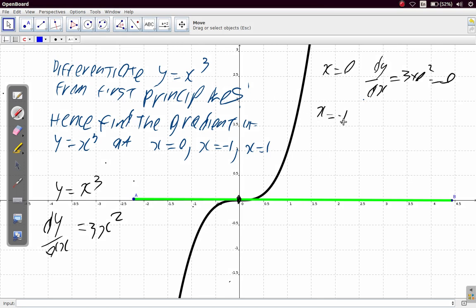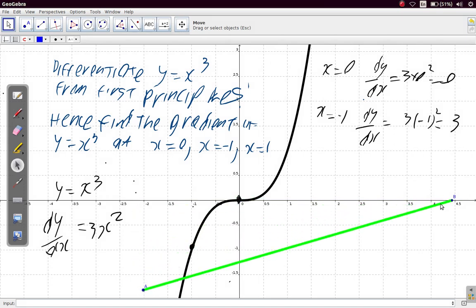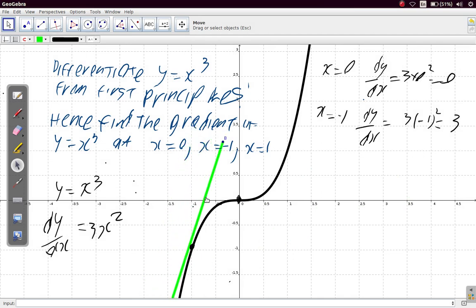When x equals negative 1, dy by dx is equal to 3 times negative 1 squared. Negative 1 squared is 1, so it's 3 times 1, it is 3. So when x is negative 1, it will be at this point. The gradient of the curve is 3. So if we draw the tangent at that point, what we would have is a line which has a gradient of 3.